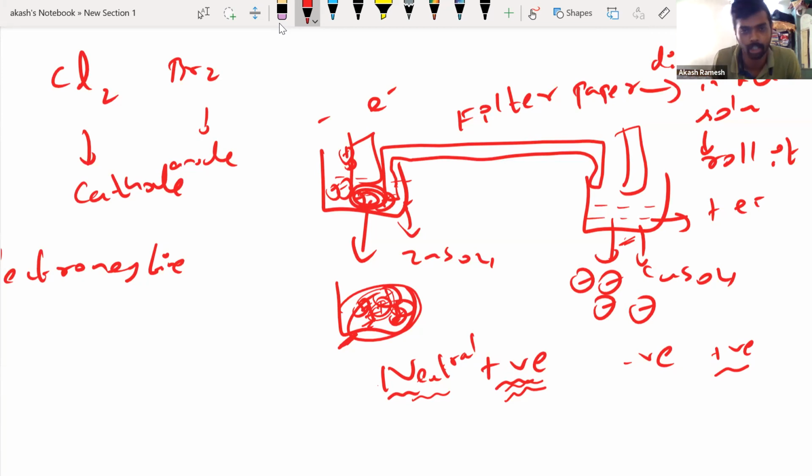That is exactly what a salt bridge is. So what you understand is there are going to be some K plus ions and some Cl minus ions, all these things are going to be there in the filter paper. That is the salt bridge. So what is going to happen now?